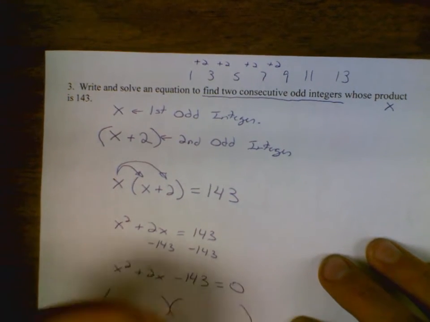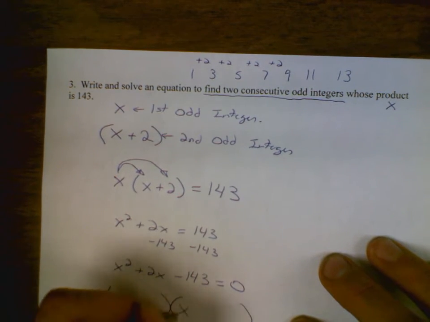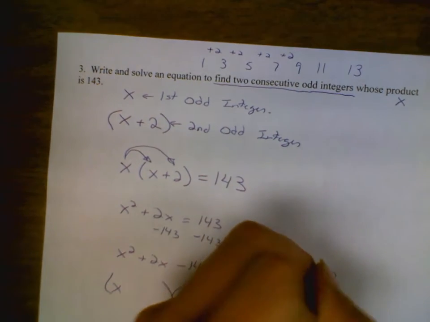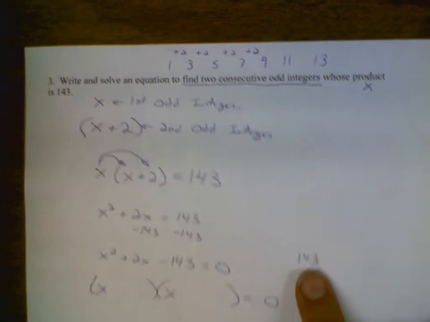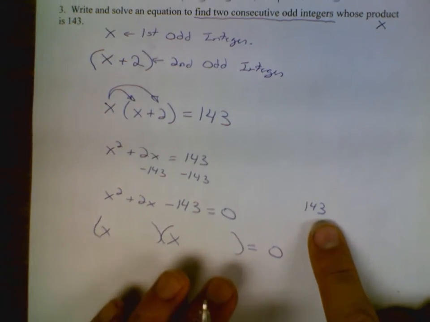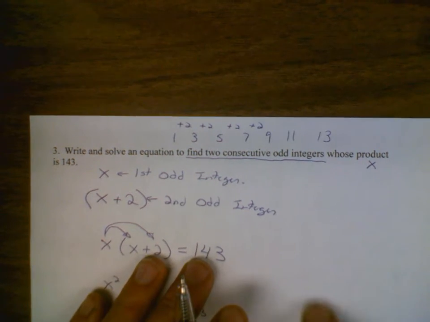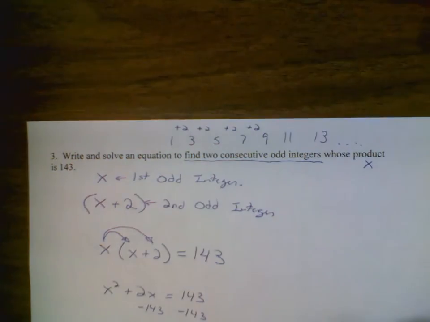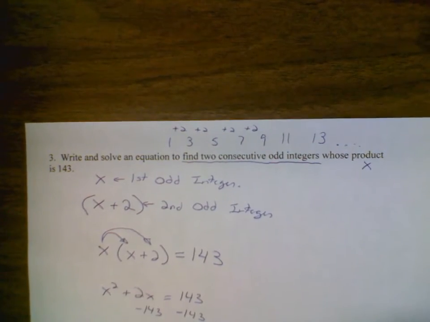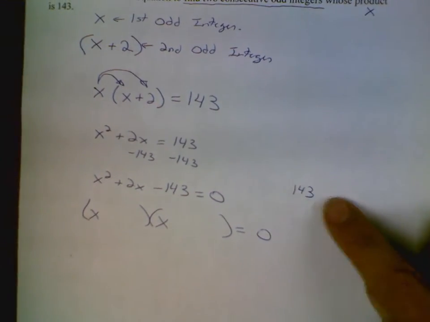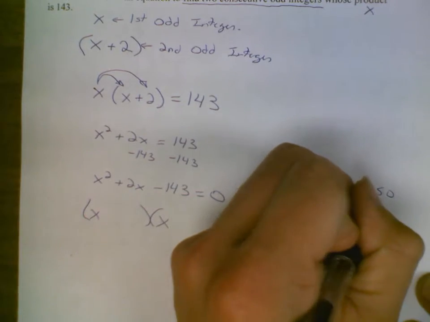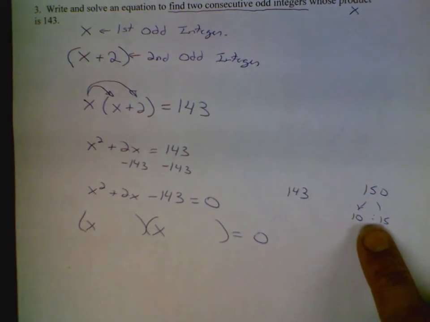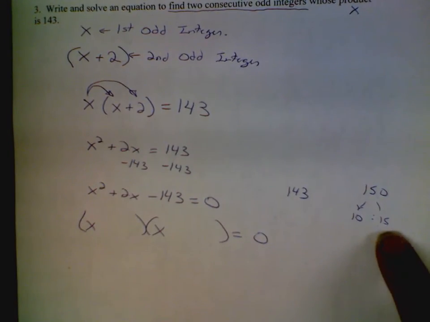When I factor it, the first times the first should give me the first term, so that's x times x. And then I want to think about what times what gives me 143. Now, this is kind of a tricky number to think about which numbers are going to multiply to give you 143. So what I would do, because I know I'm looking for odd integers, is look at my list here and think which numbers have the best chance of getting me 143. Now remember, 143 is close to 150, which is 10 times 15, right? So if 10 times 15 gives me a bigger number, I know I'm going to want slightly smaller numbers than 10 and 15, or close numbers to this.